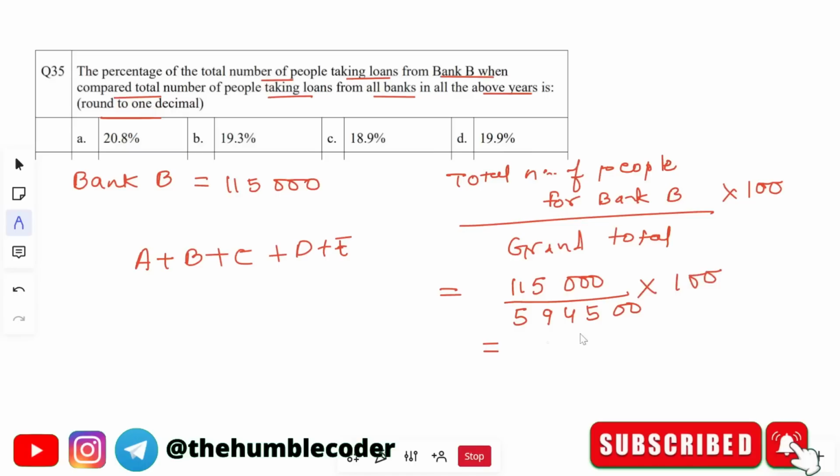So when you finally solve it, this will get cancelled with this, and further when you solve it, you will get the final percentage value as 19.3%. So the correct answer for this question is option B, that is 19.3%. Hope you have understood it. For any doubts, you can ask me in the comment section. Moving on to the next question now.